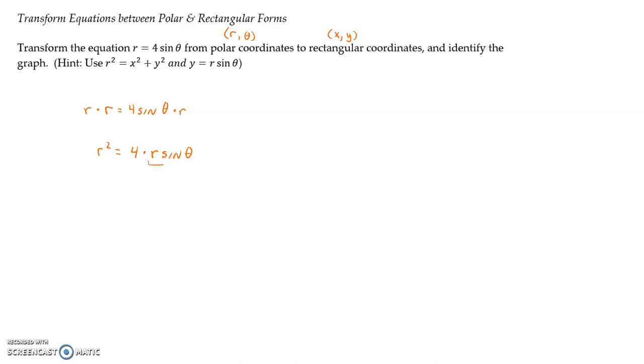Let's go with this right side first. In place of this r sine theta, I'm going to replace it with the letter y, because anytime I see an r sine theta, I can replace it with a y value. And on my left-hand side, I have an r squared. So anytime I see an r squared, I can replace it with x squared plus y squared.